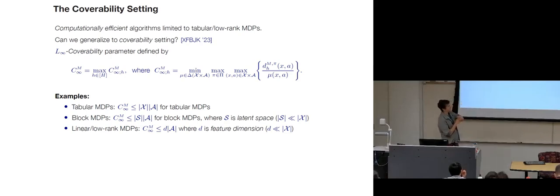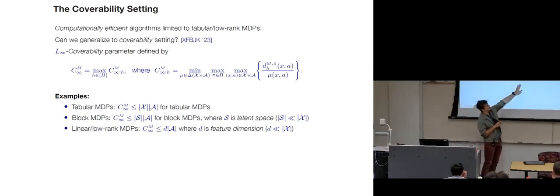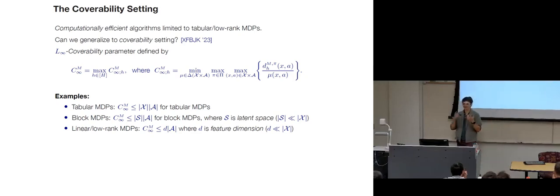The definition of it is in terms of a coverage distribution mu that tries to cover all the occupancies in the MDP. So, without the minimization, just the max over pi, max over x, a, this is usually an assumption that we make about offline data distributions. It's somewhat necessary in order to do offline RL. For online RL, we just say there exists some distribution that could hypothetically help you do offline RL.